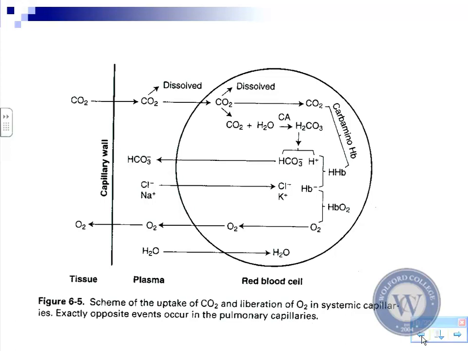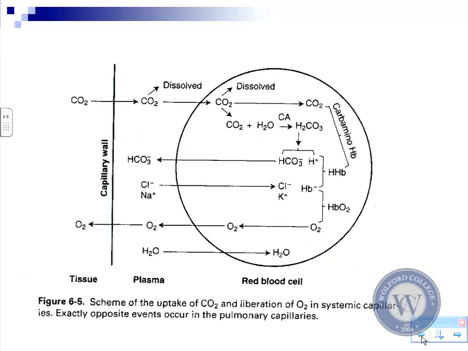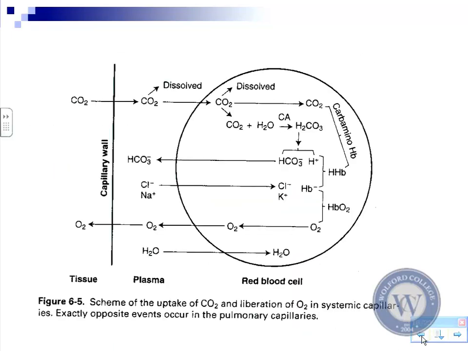So you form your carboamino group, which accounts for about 30% on the venous side. This is the venous end of it, so that's why it's formed. When you look at the percentages, I wish I had the number for bicarb, but you can do the math. 40, so that means 60% is bicarbonate. Only 10% is dissolved. The majority of it, 60%, is bicarbonate, which is now inside your plasma.